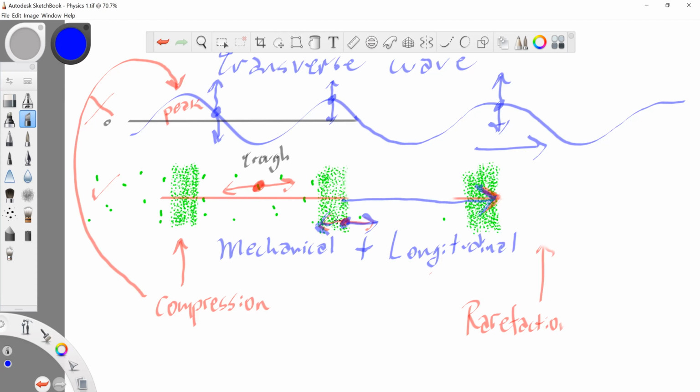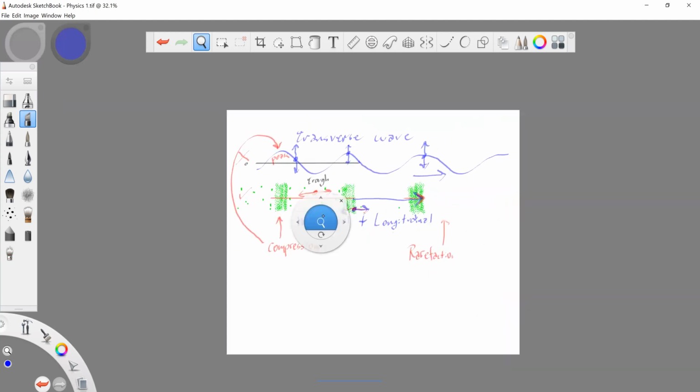I'm going to have to do a big fat erase, I think, because let's see how much room I have.